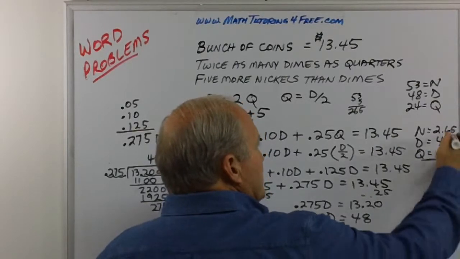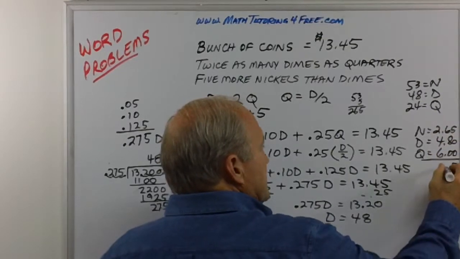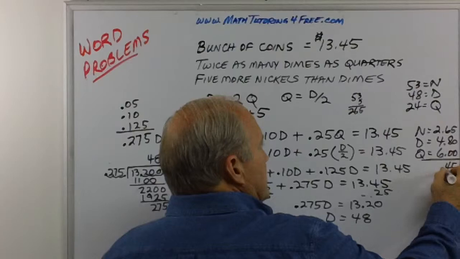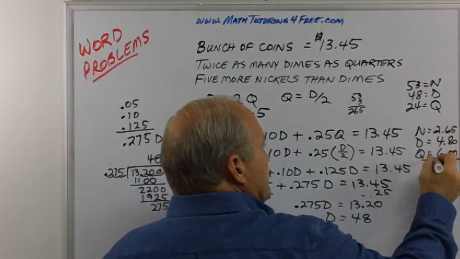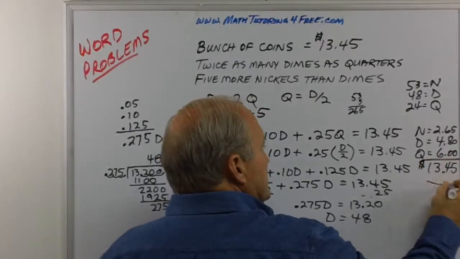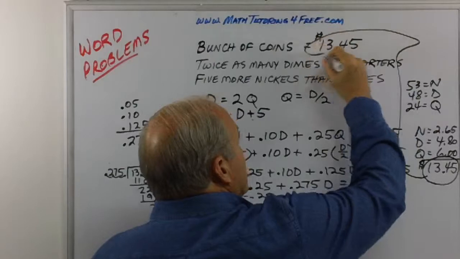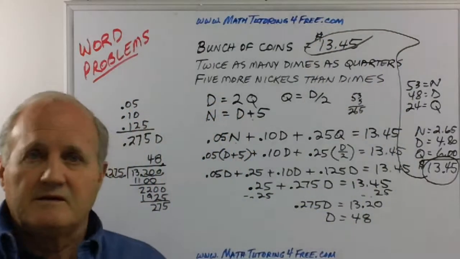Let's total. 5, 6 and 4 is, 6 and 8 is 14. Carry 1, 3, 7. 6 is $13.45. Look at that. Where was it? Right up here. We got our answer.